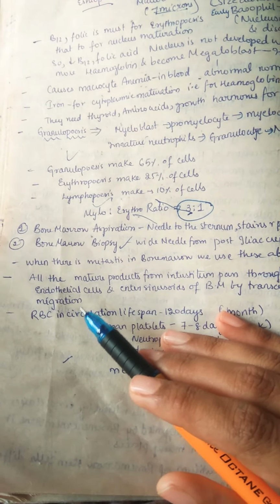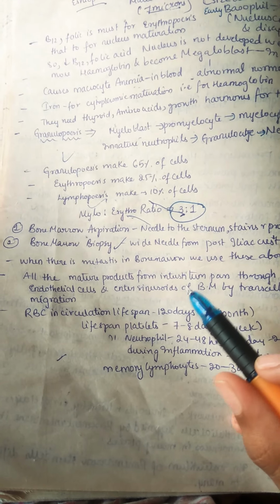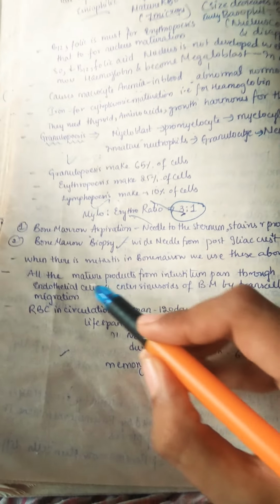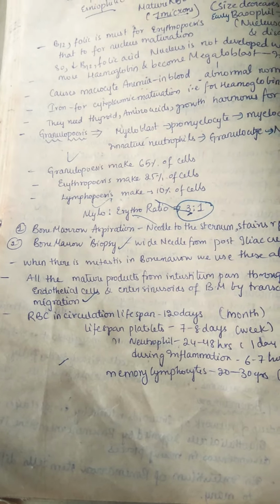And all the mature products from the interstitium of the bone marrow pass through endothelial cells and enter the sinusoids of the bone marrow by transcellular migration, and this process is also called diapedesis. We will also see it in the textbook.